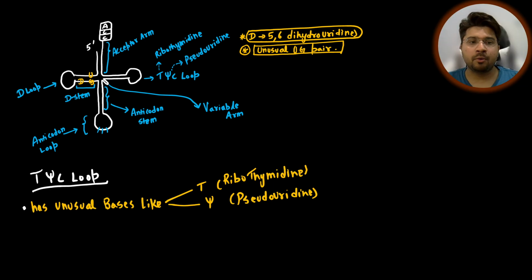Now, coming to the loop towards the right hand side, which is the T5C loop, as you can see here. If I were to show you this particular loop, this is the T5C loop that we are talking about. If you look at it carefully, it has 2 unusual bases called ribothymidine and pseudouridine. I hope that makes sense to everybody.